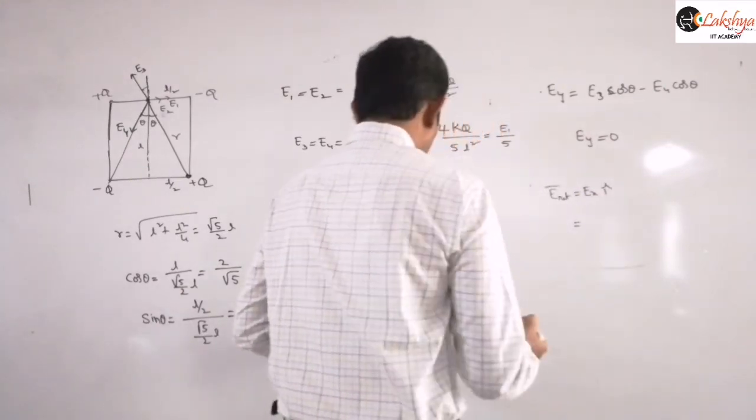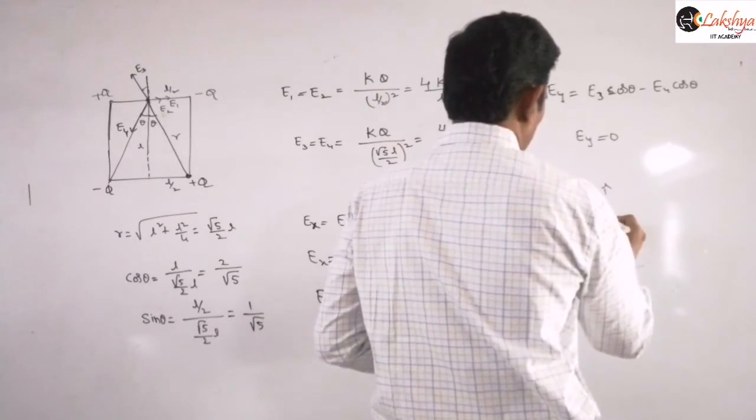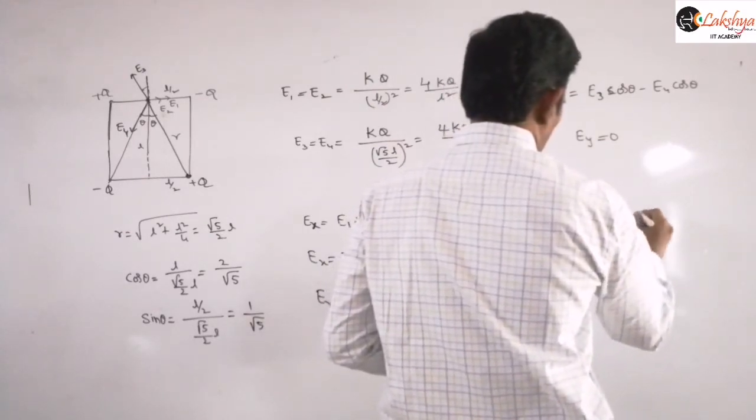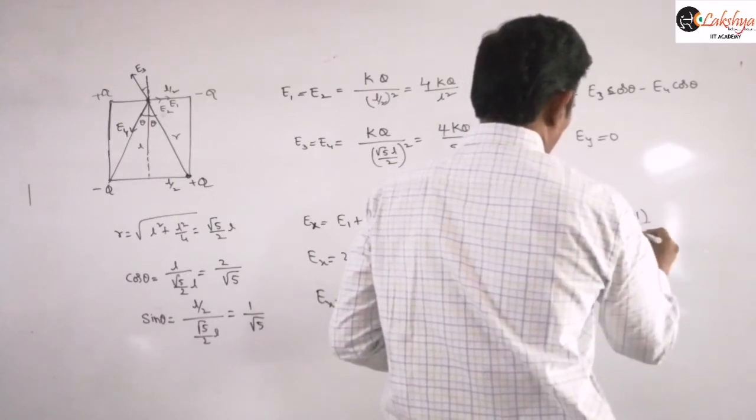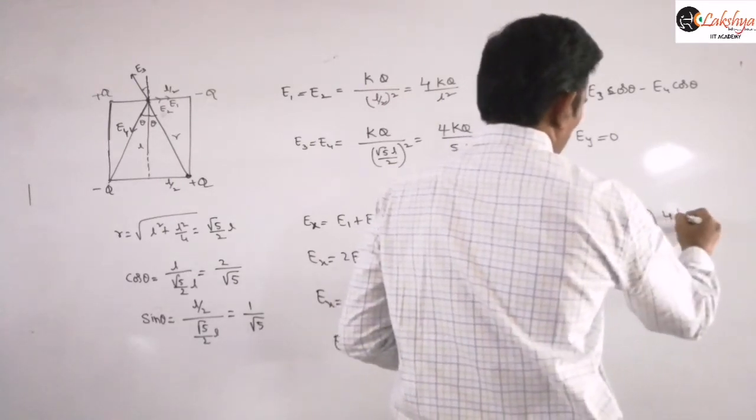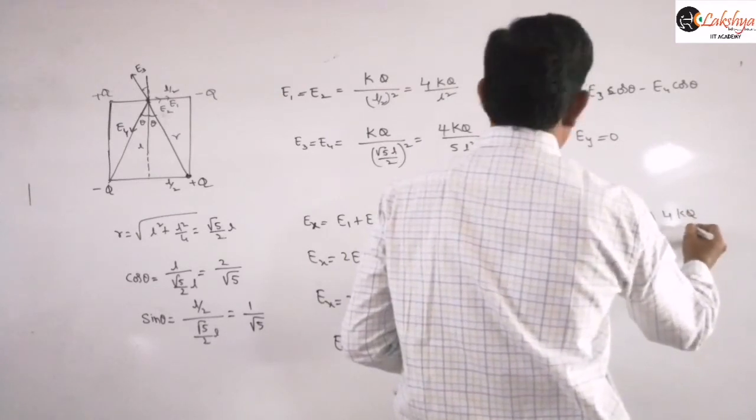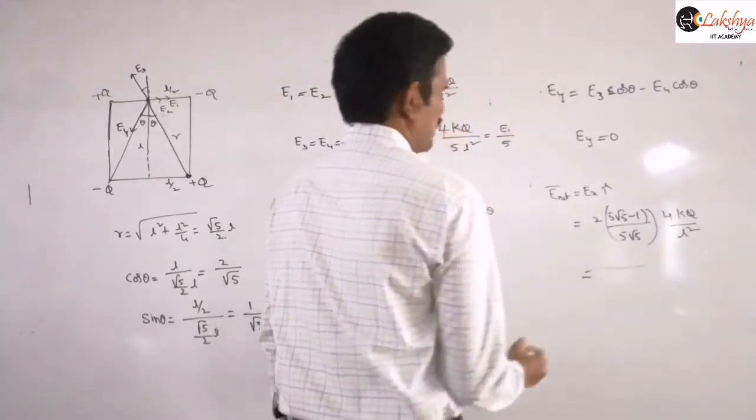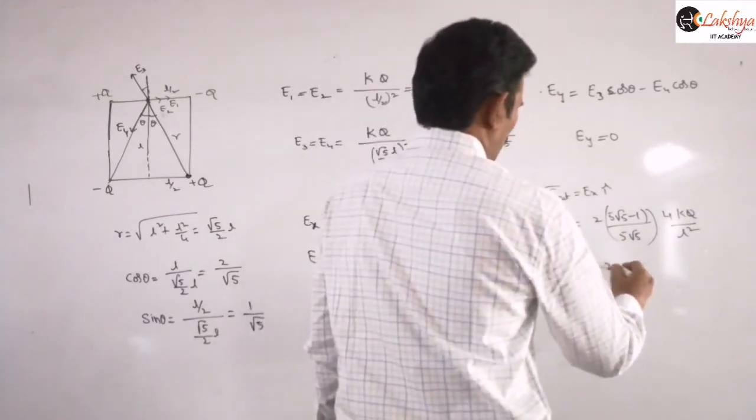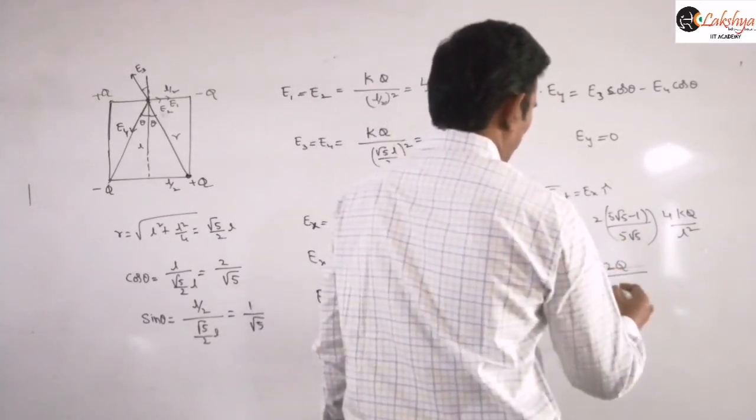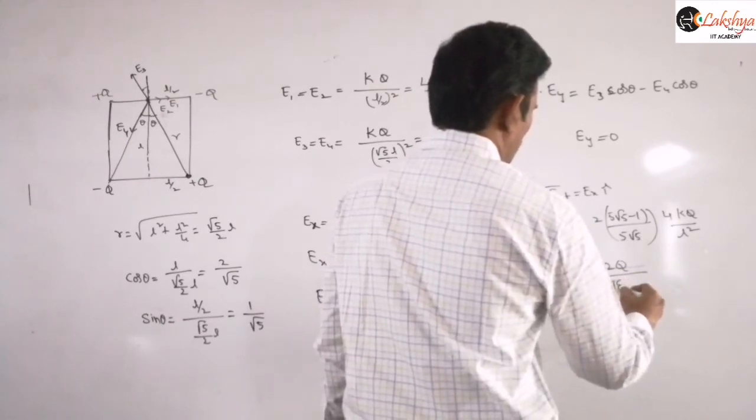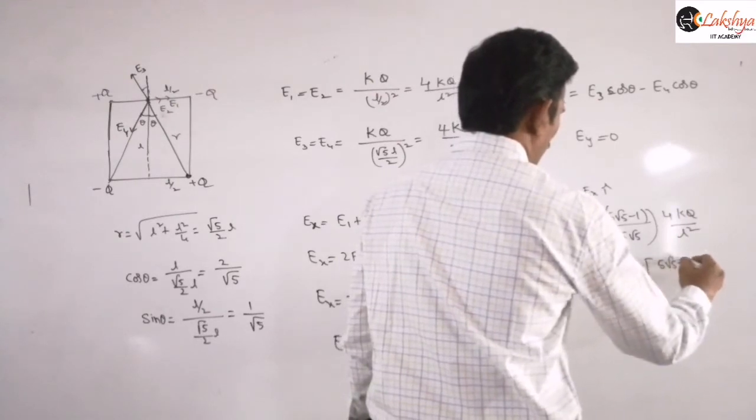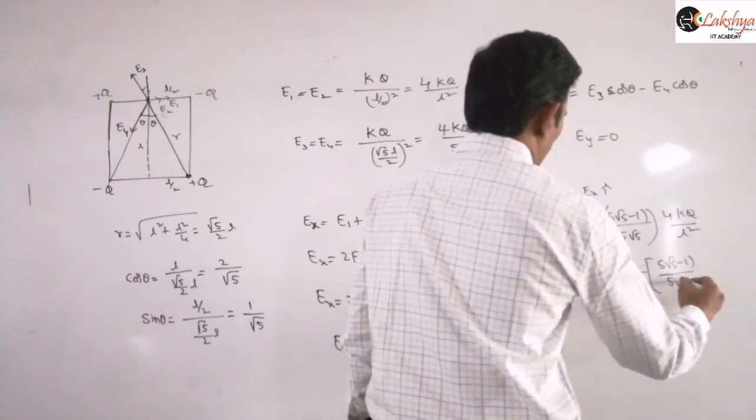And you can substitute that Ex value here. 2 into 5 root 5 minus 1 by 5 root 5, into this eval is kq square, 4q square by 4q by L square you can write. And so finally I am substituting that 2q by pi epsilon naught L square into this value, 5 root 5 minus 1 by 5 root 5.